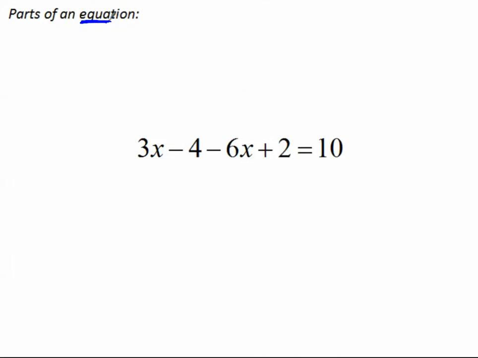Look at that word equation, how it looks like equal. An equation has an equal sign in it. So this is an equation. The equation is made up of expressions. On this side of the equal sign, we have an expression. An expression does not have an equal sign in it. The equal sign makes the equation.